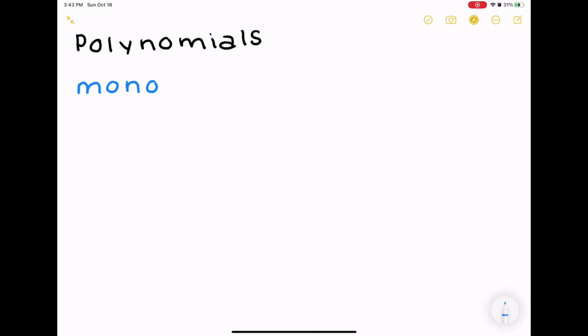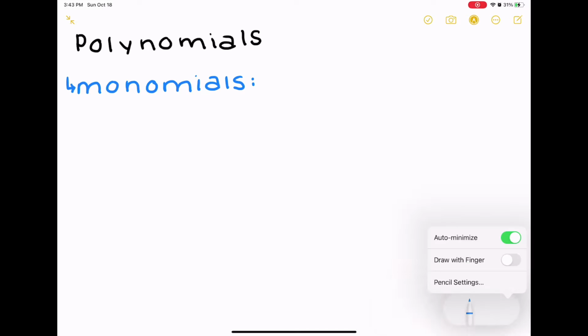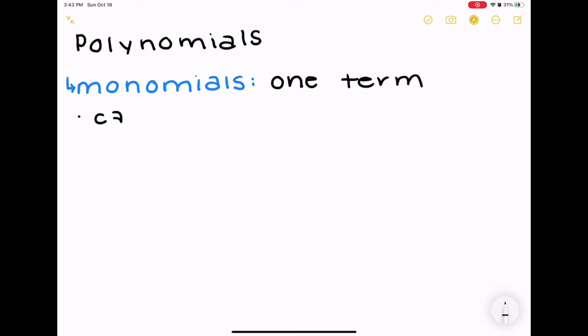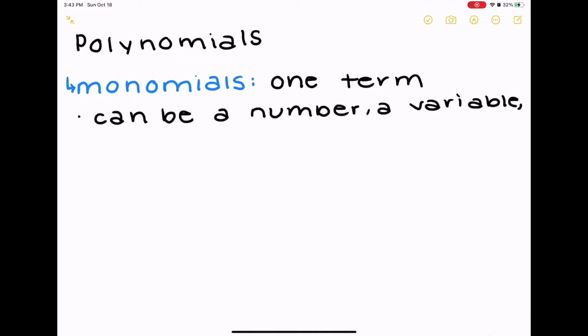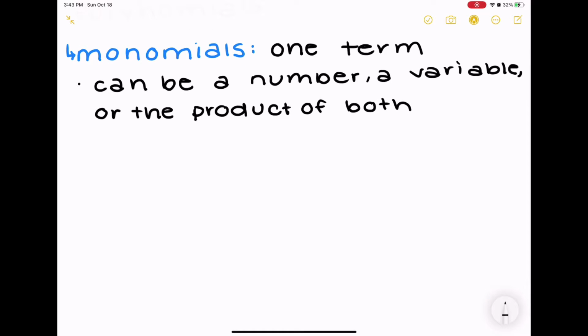Now, first things first, we're going to talk about the different kinds of polynomials. First things first, there are monomials. Monomials have only one term. This term can be a number, it can be a variable, or it can even be a product of both. And so let's just go ahead and give an example of all of these.